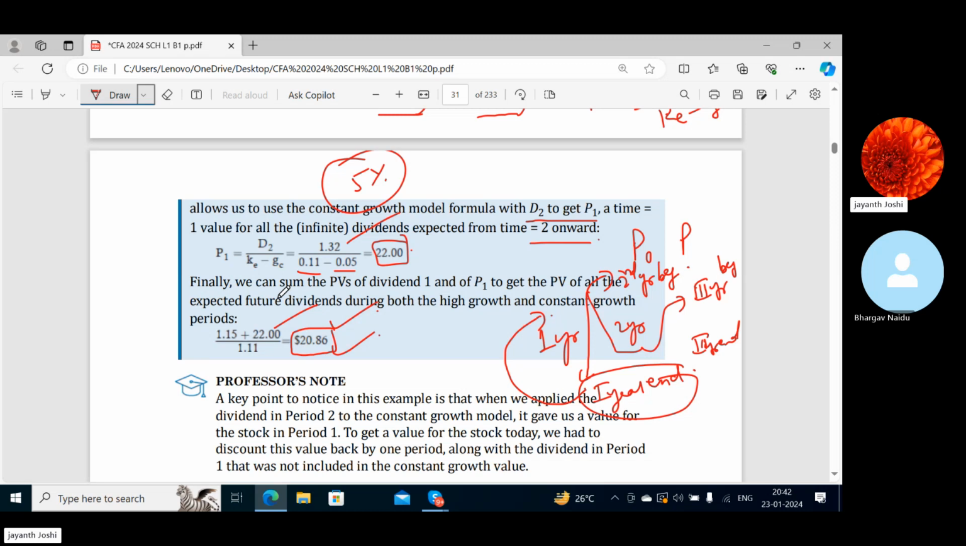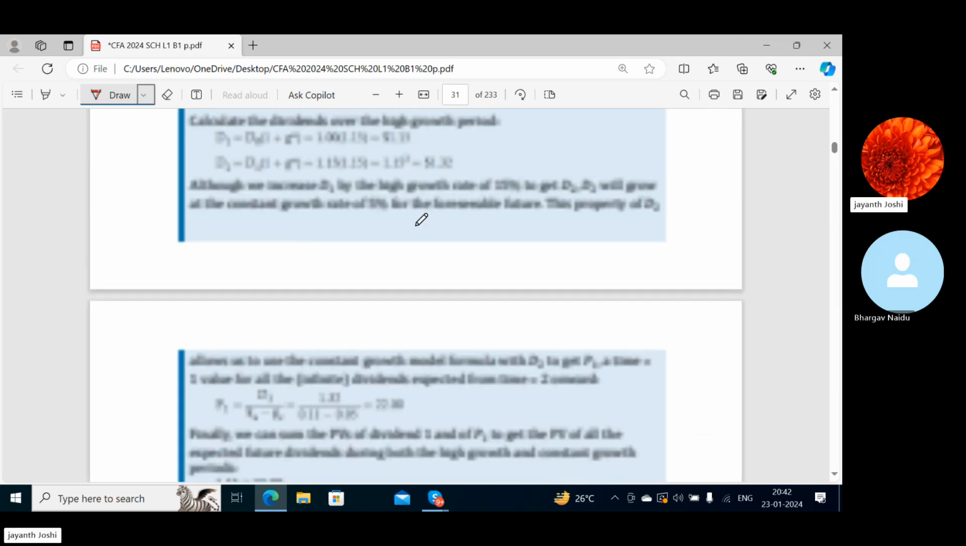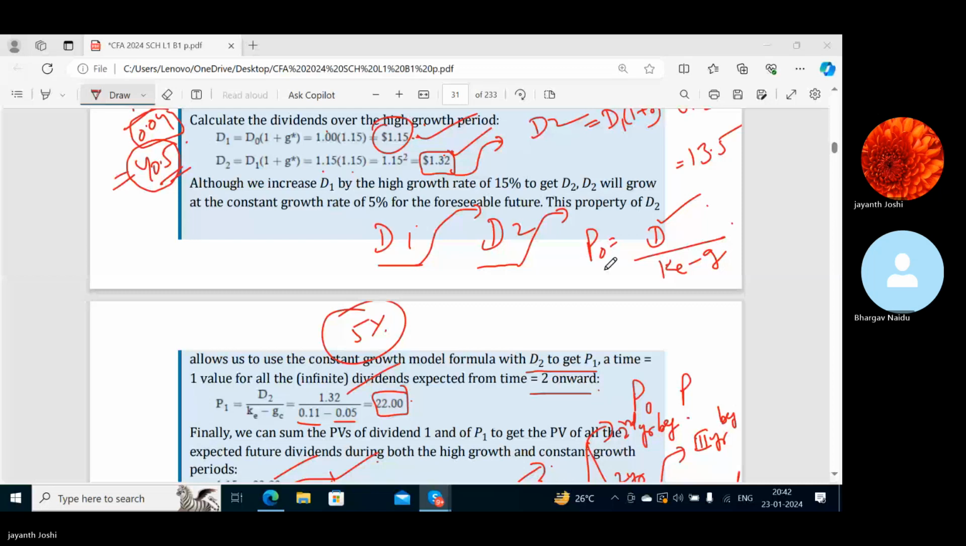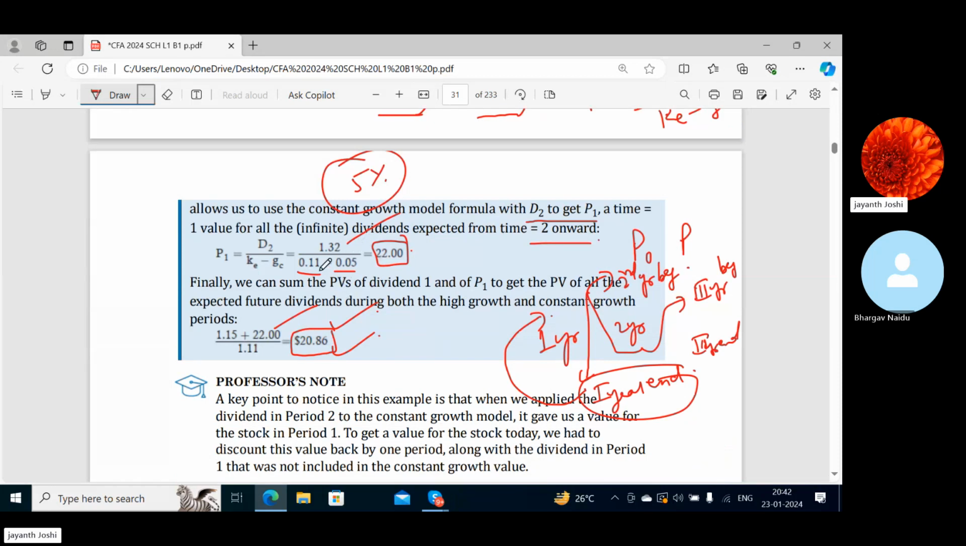There are two growth factors. You are considering the dividend which is growing at the rate of 5%. Yes, sir. You have considered that dividend is growing by 5%, so you are using that in the discount factor, right? Yes, sir. You mean to say, sir, why are we not taking this and going directly to P naught? That is what you're saying, right? Yes, sir. P0 is equal to D1 by Ke.